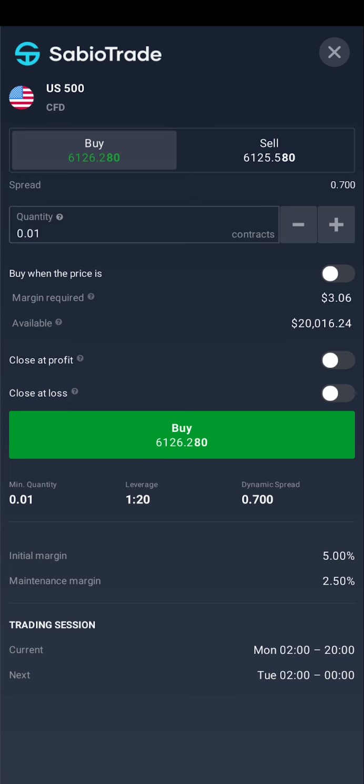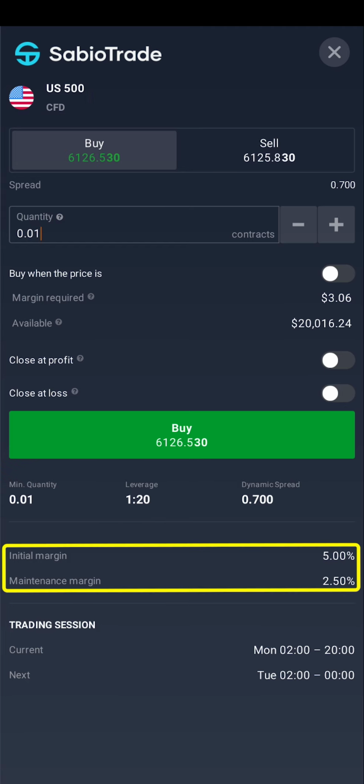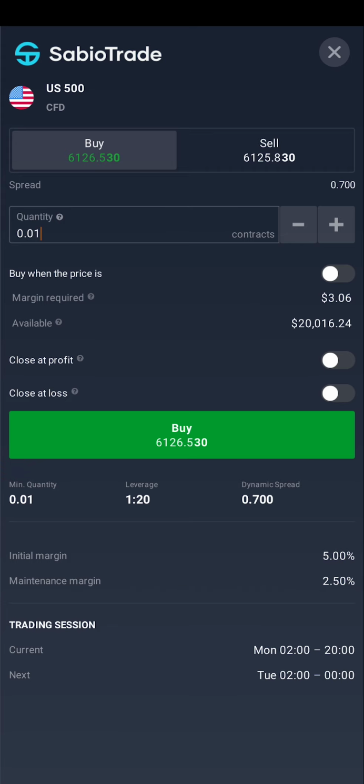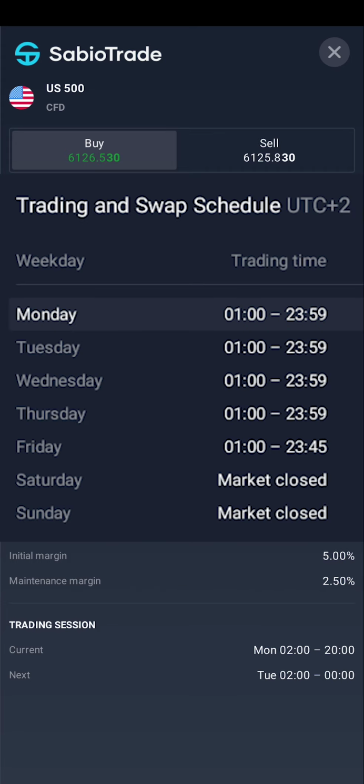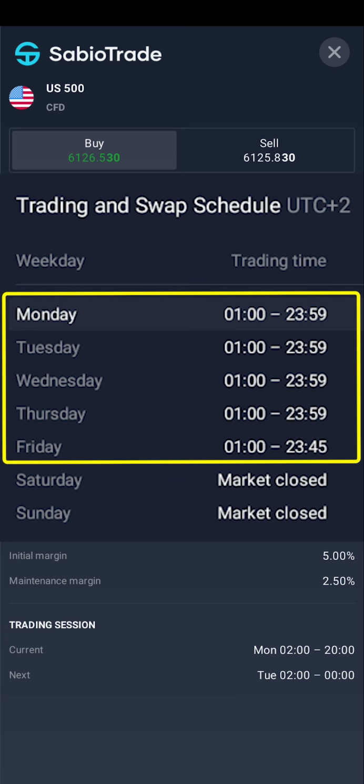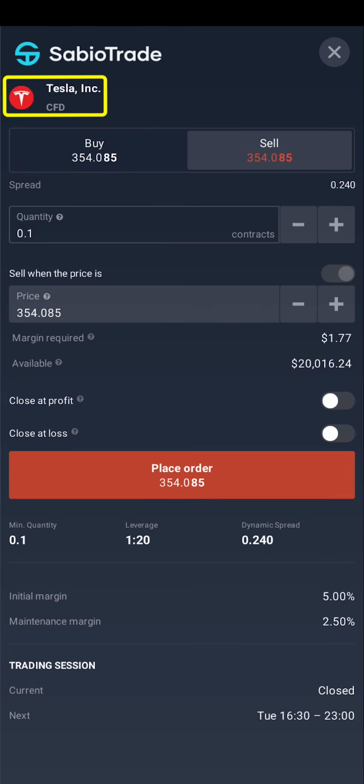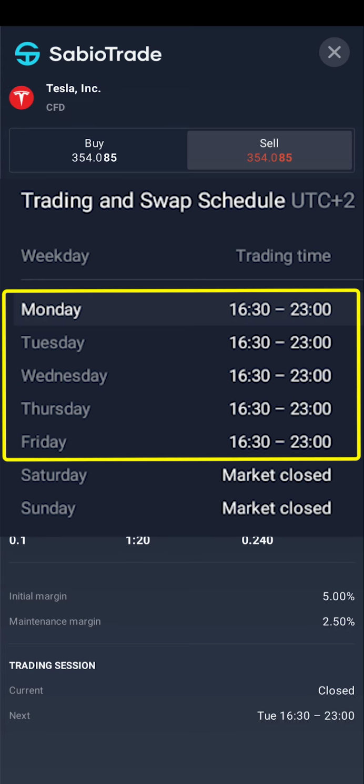For stock indices, available on our platform as contracts for difference, CFDs, the leverage is 1 to 20. This corresponds to an initial margin of 5% and a maintenance margin of 2.5%. Note that trading schedules vary. These assets are available 5 days a week, with a short overnight break. For individual stocks, the leverage is also 1 to 20, but trading hours are limited to the operating hours of the exchange where the stock is listed. The same applies to ETFs.